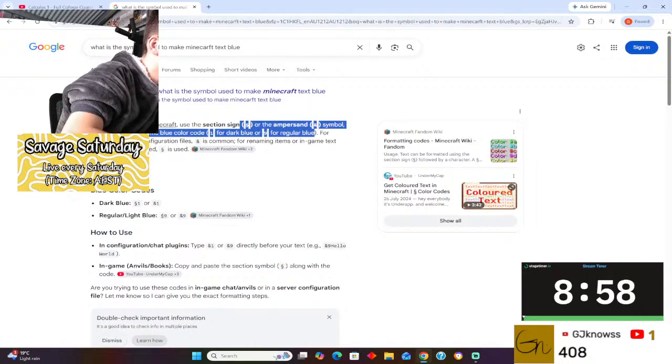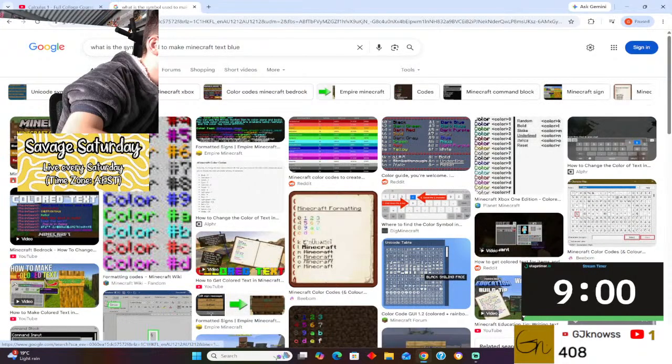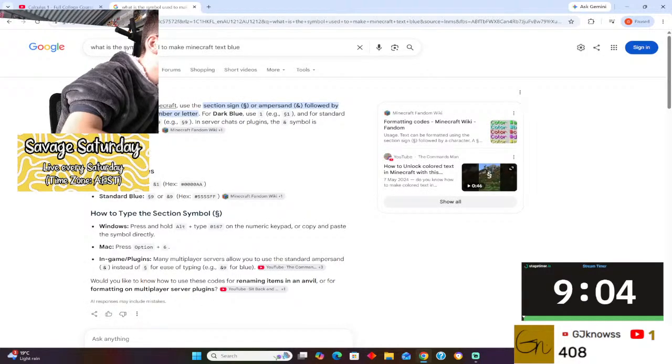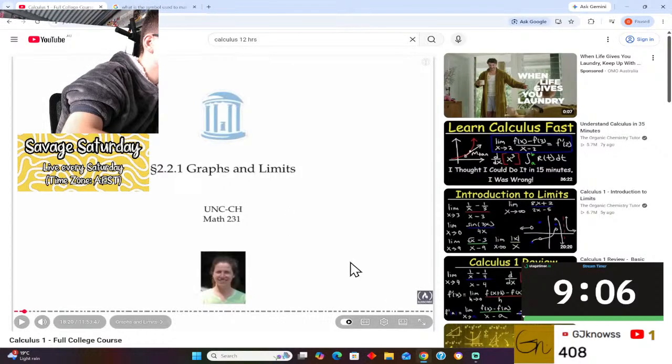Oh! Minecraft! It's that we just copied that symbol.